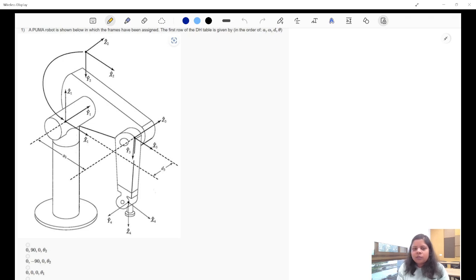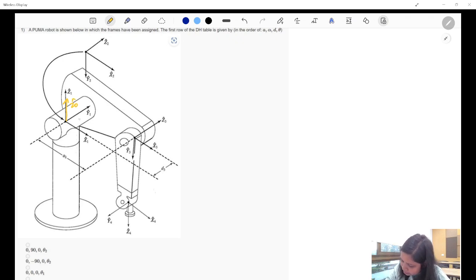The question asks: a Puma robot is shown below in which the frames have already been assigned. What is the first row of the DH table? That is the only question. The first link that we have is a revolute joint. So let's answer for that. Let's say we define the axes. We define Z0 to be going out of the plane. So Z0 is here.